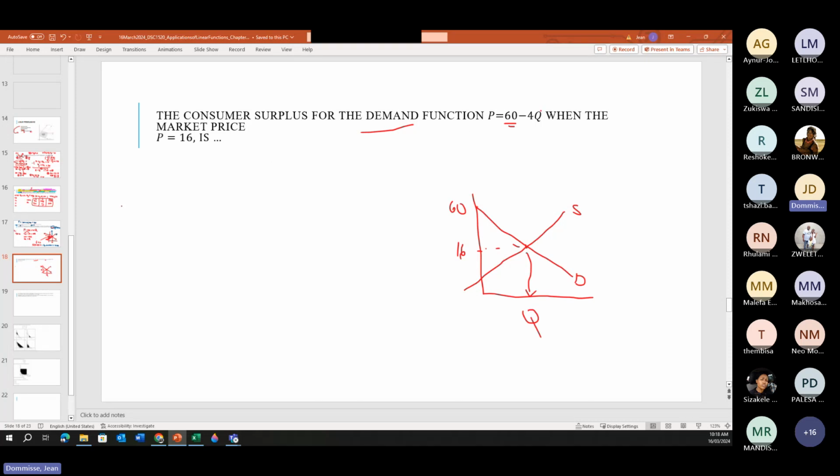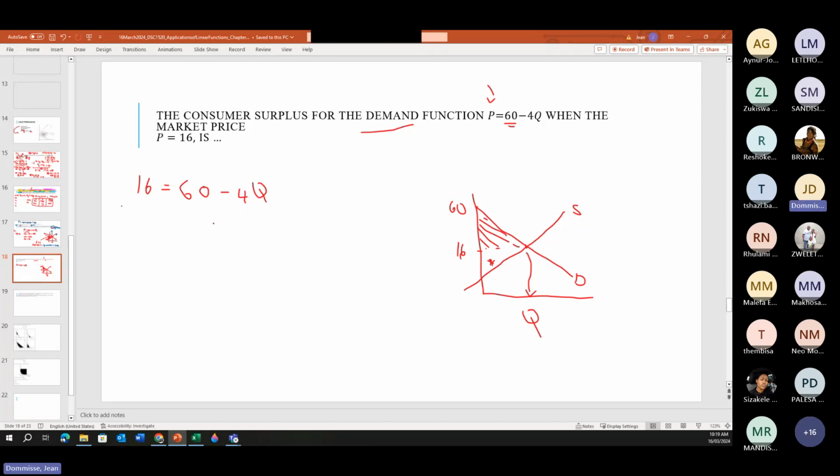So we will need to substitute the 16 in the P to work out what Q will be. See, so again, they don't give you much information. They only give you in this one the necessary information. So again, we will not be able to work out what the producer surplus is because we don't know the formula for S. We only know the demand one. So that is the area that we will need to work out.